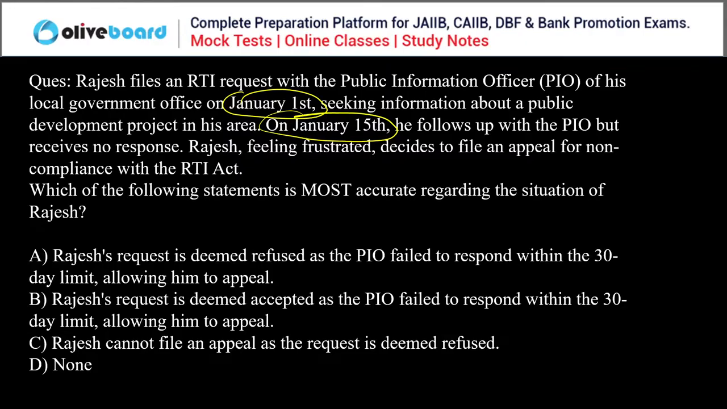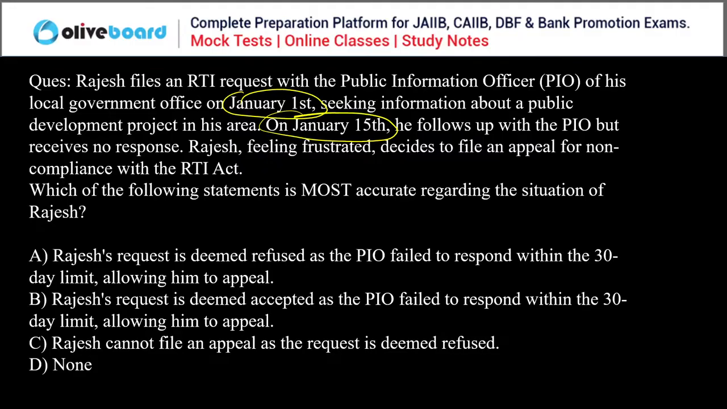Take your time, read out, answer this question. Yes, Ruchi. Okay, Sunil is saying B, Krishna is saying B. Rajesh request is deemed accepted as the PIO failed to respond within 30 days limit, allowing him to appeal.